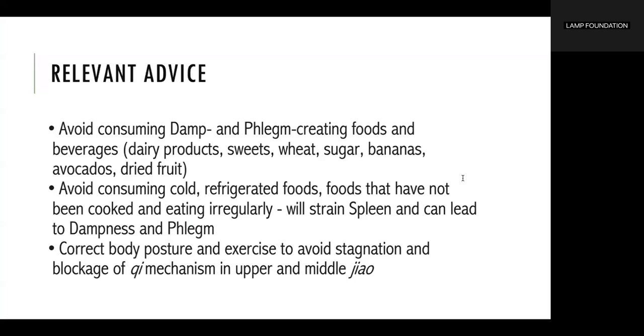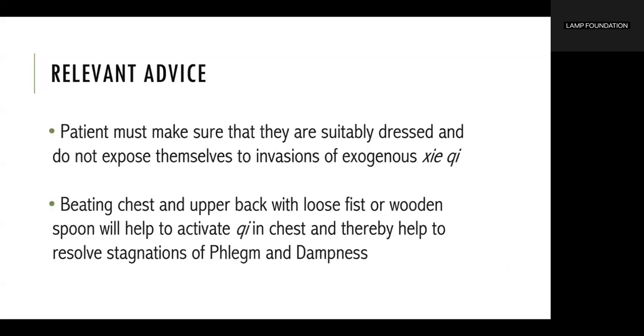Correct body posture and exercise are important in order to avoid stagnation and blockage of the Qi mechanism in the upper and middle jiao. Repeated invasions of exogenous pathogenic factor can be a contributing factor in the formation of dampness and phlegm in the lung. This means that the patient must make sure that they are suitably dressed and do not expose themselves to invasions of exogenous pathogenic Qi. Beating the chest and the upper back with a loose fist or a wooden spoon will help to activate Qi in the chest and thereby help to resolve stagnations of phlegm and dampness.